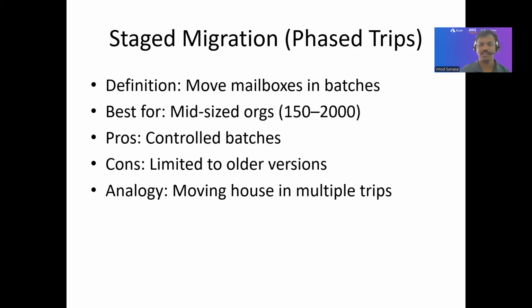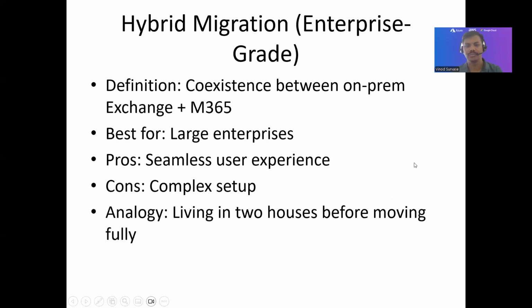So here you can see it is best for mid-sized organizations between 150 and 2000 mailboxes, if we have to calculate that way. And you can see the pros and cons. Pro: controlled batches. Con: limited to older versions. And a simple analogy: moving house in multiple trips, in multiple batches, basically, right? So this is a straightforward one to understand.